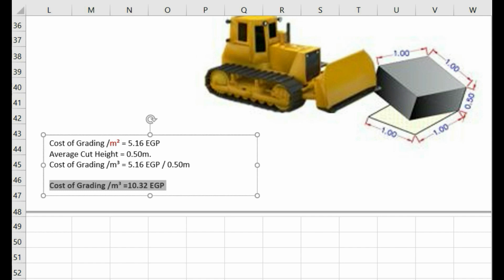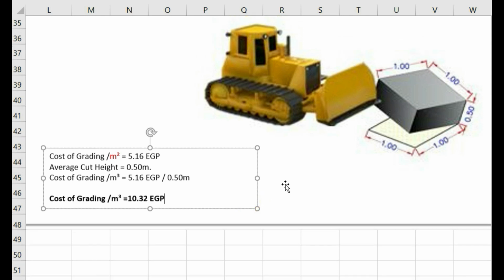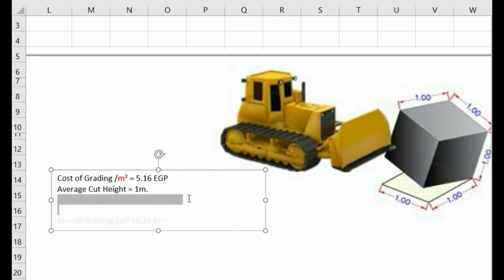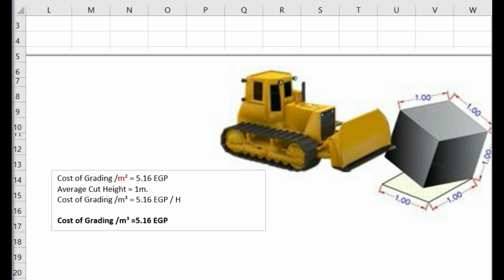But when the height of the cube is 1 meter, the cost of square meter will be the same in cubic meter. We are going to divide 5.16 Egyptian pound over the height of 1 meter. It will be the same. Our example here, consider the height is 1 meter, if you remember.